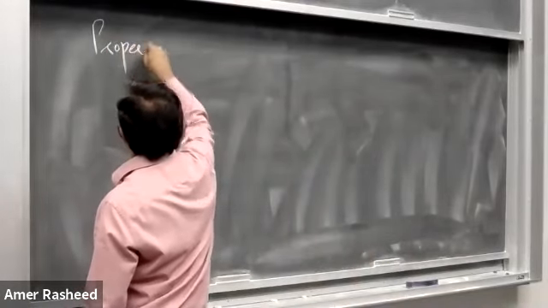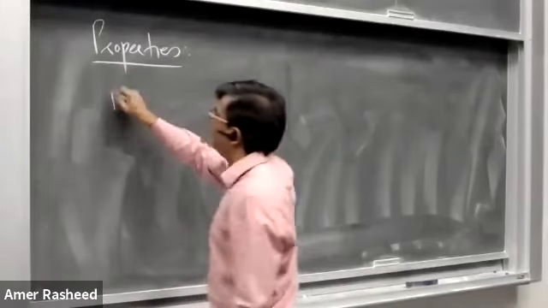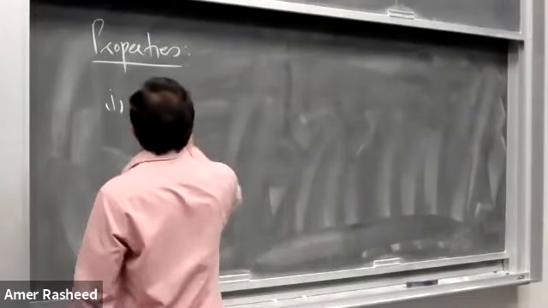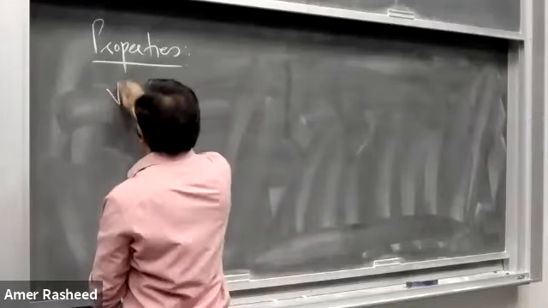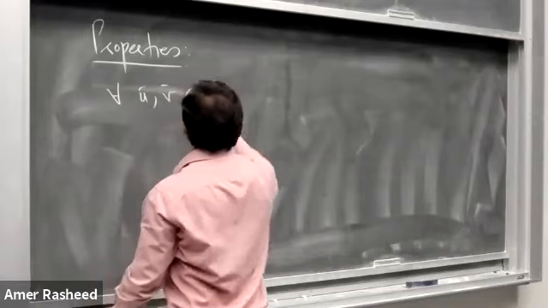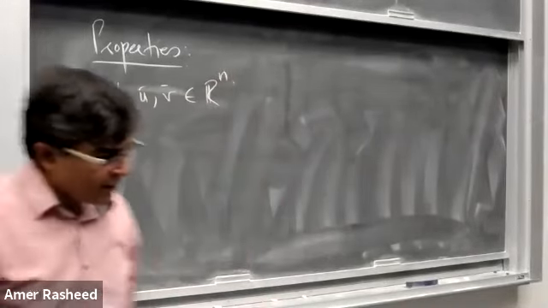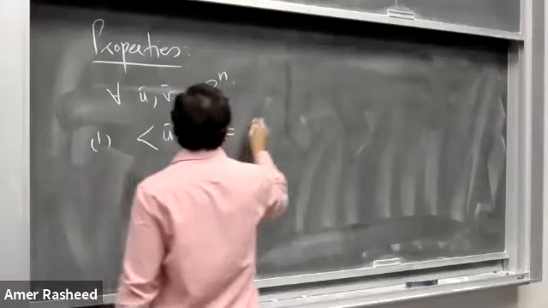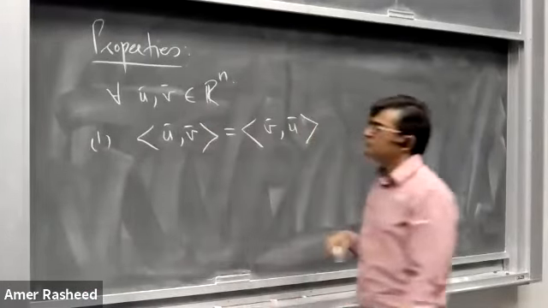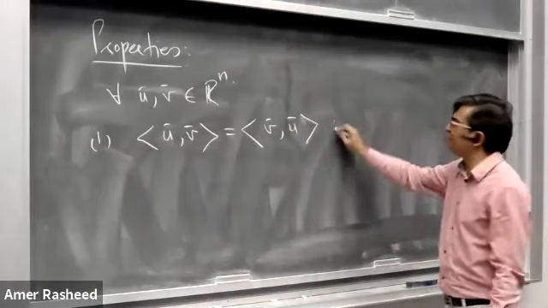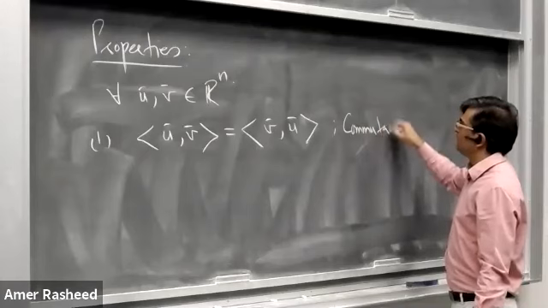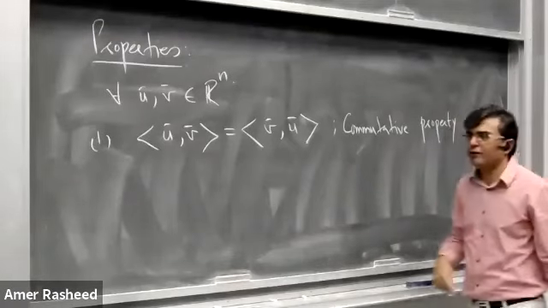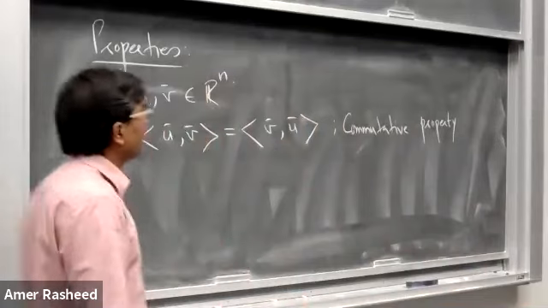So, properties of inner product. You can take two vectors, for all U, V belongs to Rn. The first property is that the inner product is commutative. This is called the commutative property. I hope you remember the commutative property. We have discussed these properties in vector spaces.